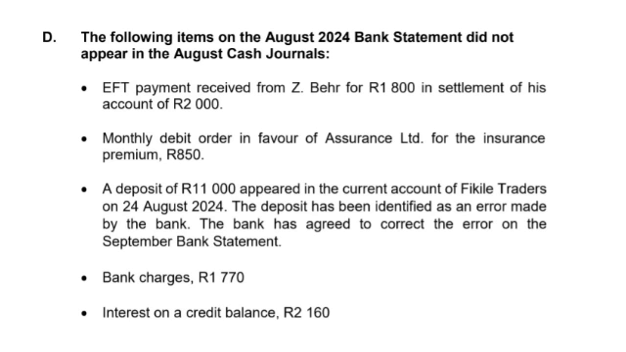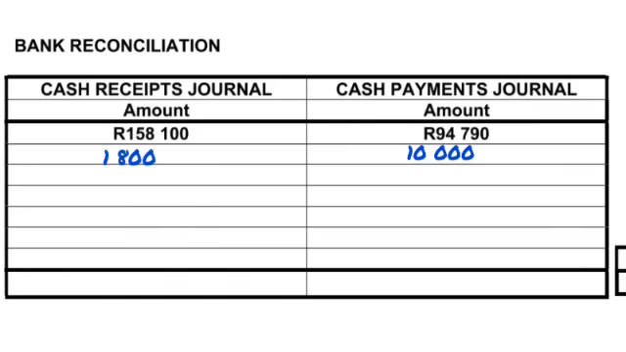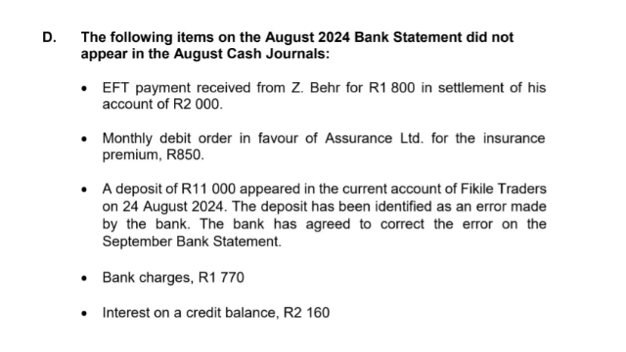Then we go to information D. Information D is relevant because it says the following items on the August 2024 bank statement did not appear in the August cash journals. So we know that all of these amounts are not included in our cash journals, so we need to include them. The first one is an EFT payment from Zibe for 1,800 in settlement of his account of 2,000 rands. We received 1,800, so we are going to record 1,800 in our cash receipts journal. Don't record the 2,000 because we didn't receive 2,000, we received 1,800.